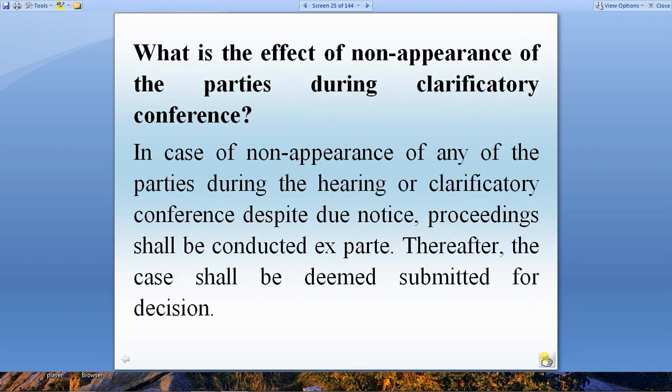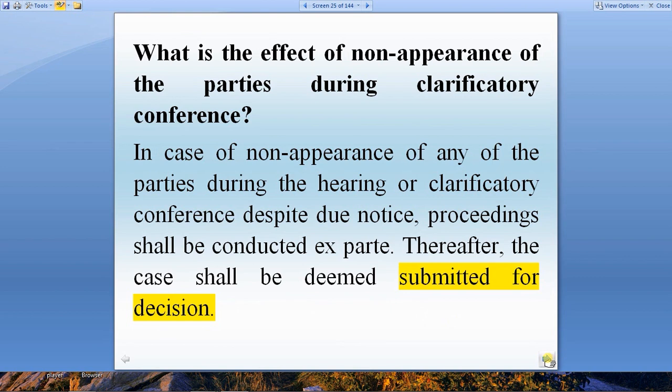Now, what is the effect naman kapag non-appearance of the parties during clarificatory conference? So, di ba, mediation. Ngayon, sa clarificatory conference, pag hindi dumating during the hearing, despite due notice, proceedings shall be conducted ex parte. Thereafter, the case shall be deemed submitted for decision. So, magtutuloy pa rin yung proceedings hanggang makabuo ng decision. So, importante yon, submitted for decision. Note niyan, ha?